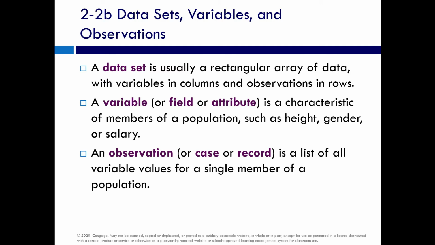Data sets, variables, and observations. A data set is usually a rectangular array of data with variables in columns and observations in rows. A variable or field or attribute is a characteristic of members of a population, such as height, gender, or salary. An observation or a case or a record is a list of all variables for a single member of the population.